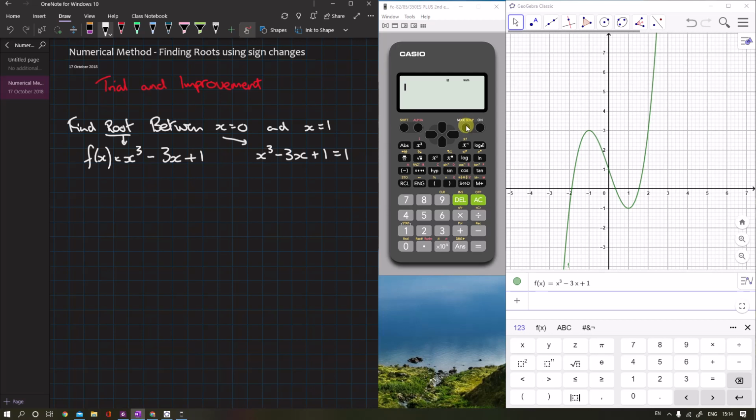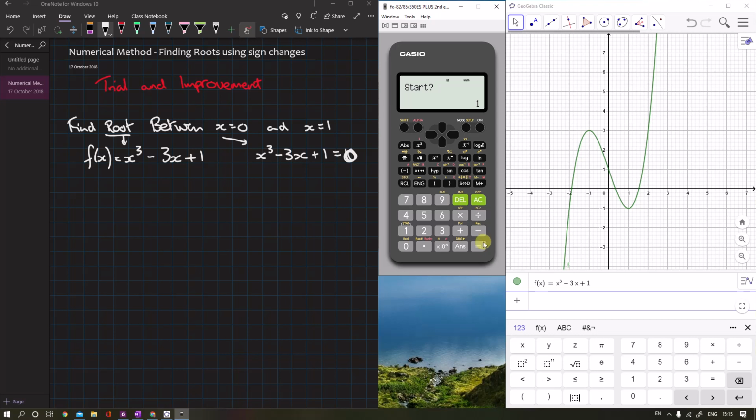If you've got a table function on your calculator, the Casio, you can use table number 3 and you can type in your equation. So we've got alpha to give us x. We want to do it cubed. Mine has a cubed button, but you might have to use a power button to do it. Minus 3x plus 1. I don't know why I said equals 1, it equals 0. And what this does is it will create a whole table of values for me.